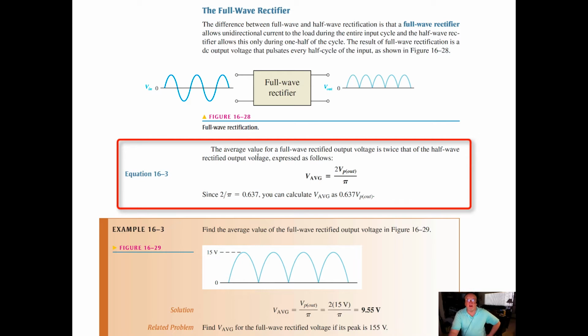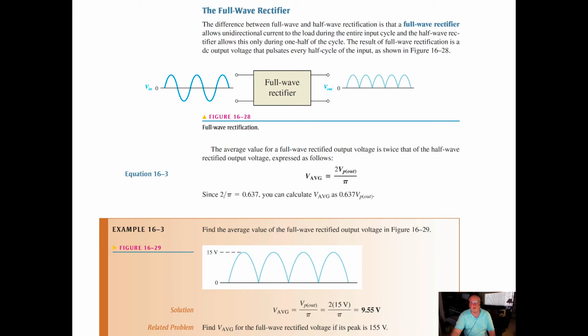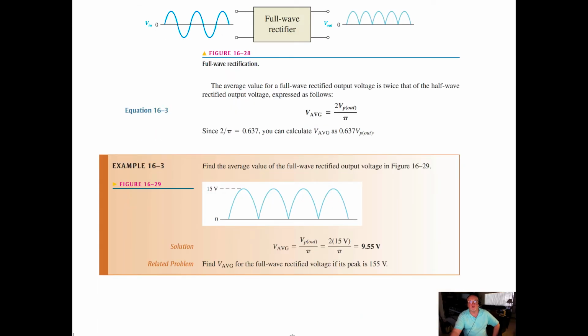So the average value for a full wave rectifier output voltage is twice that of the half wave rectifier. We use almost the same expression here, except we're doubling the peak output. We use 2 over pi, which is 0.637, so 63%. Then you can calculate the average of the full wave rectifier. So 63% of VP becomes the value that we're looking for.